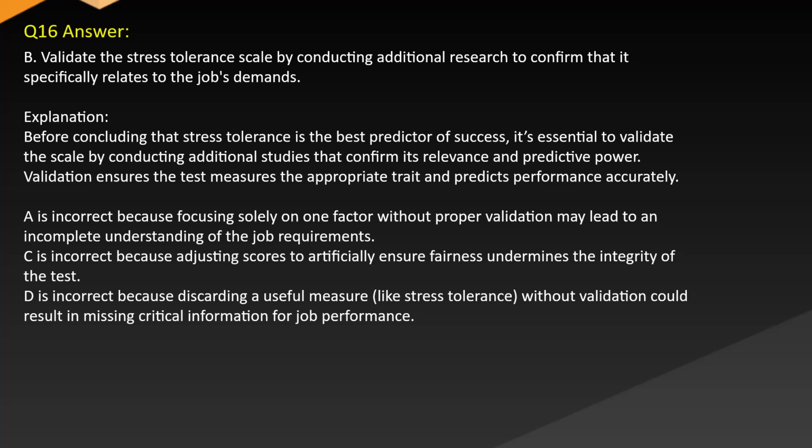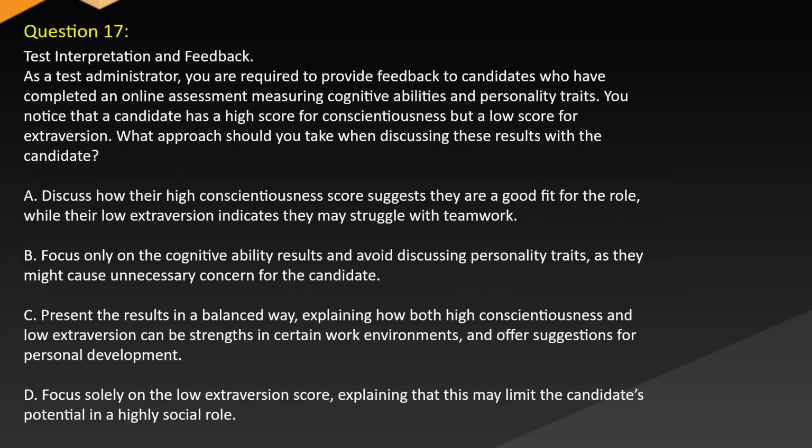A is incorrect because focusing solely on one factor without proper validation may lead to an incomplete understanding of the job requirements. C is incorrect because adjusting scores to artificially ensure fairness undermines the integrity of the test. D is incorrect because discarding a useful measure like stress tolerance without validation could result in missing critical information for job performance. Question 17. Test interpretation and feedback.